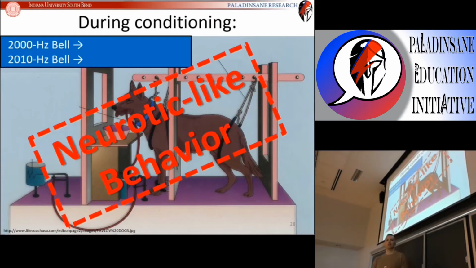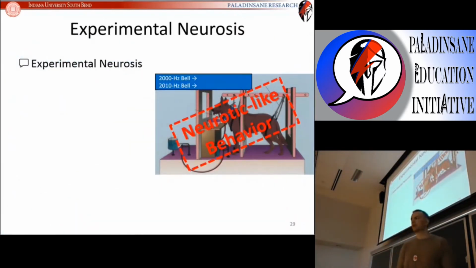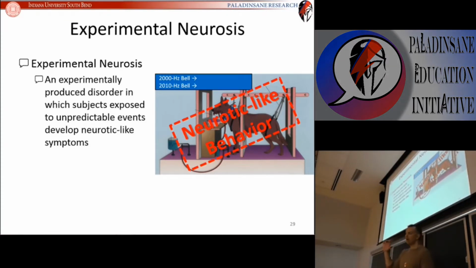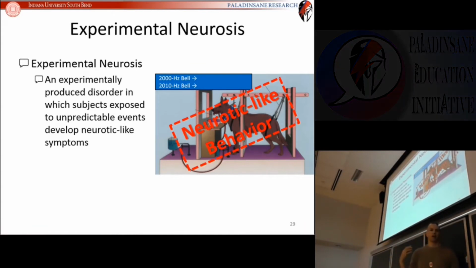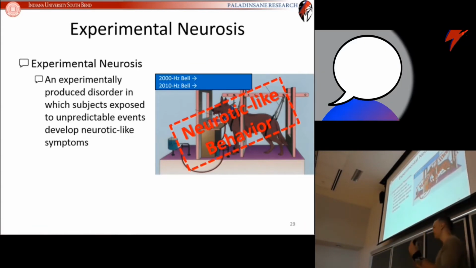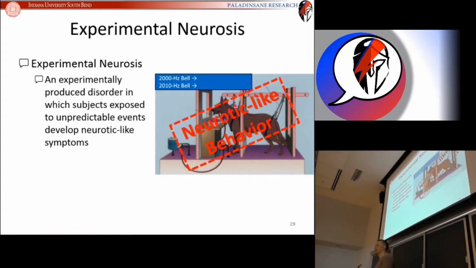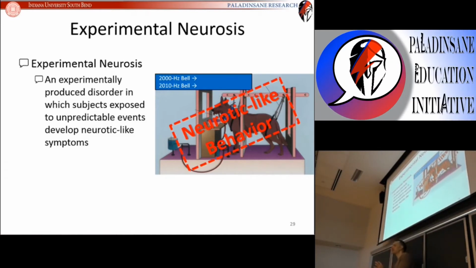So this is called experimental neurosis, also known as experimentally induced neurosis. It's a procedure or an experiment. You don't want to actually do this, but this is how you do it. Experimental neurosis is the product of being unable to differentiate between the two conditioned stimuli. It occurs more generally when you're exposed to unpredictable events.